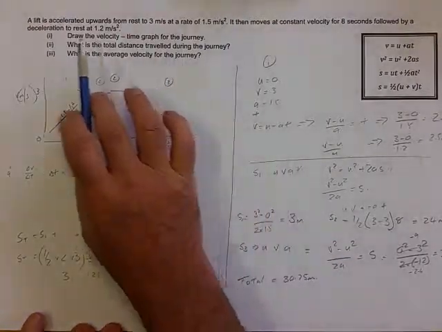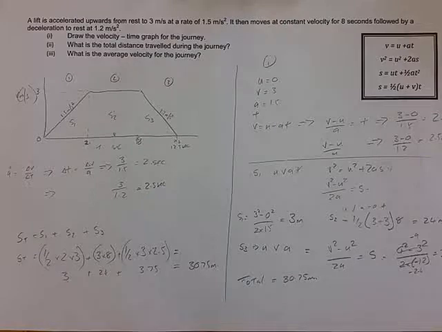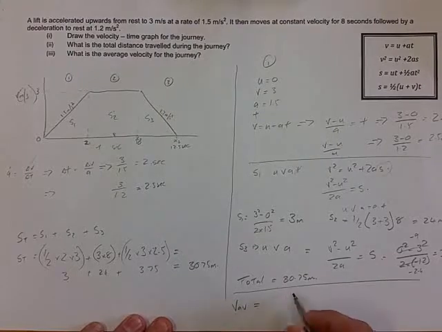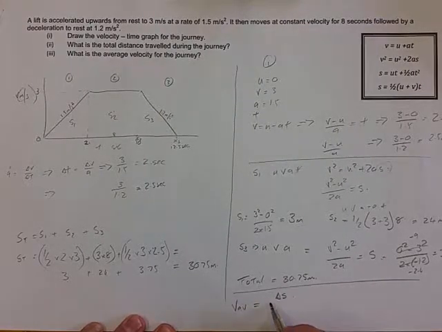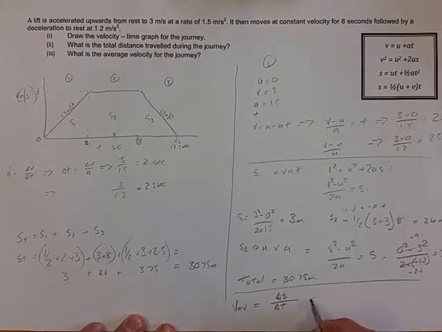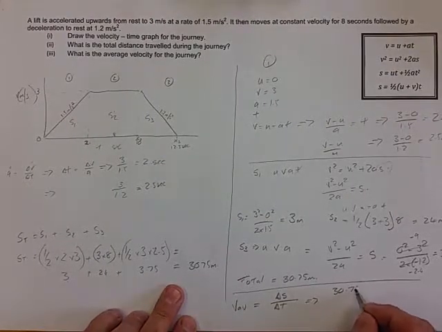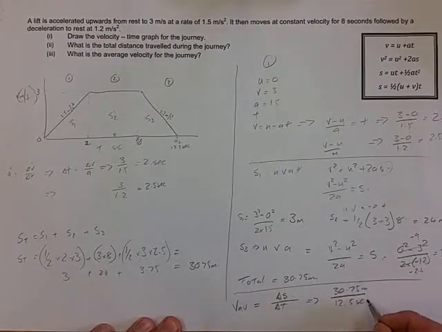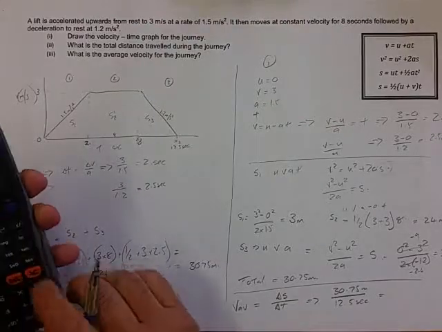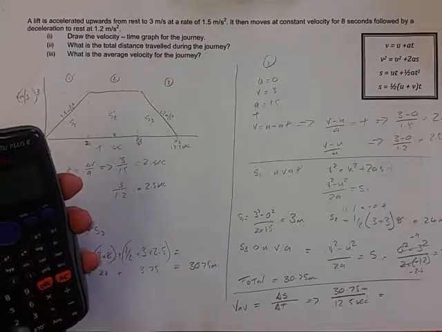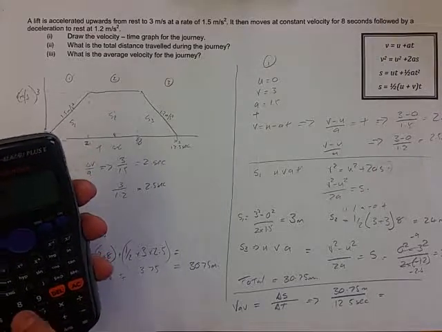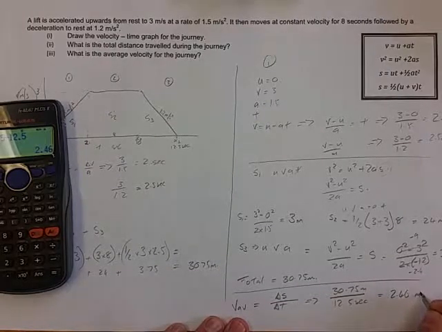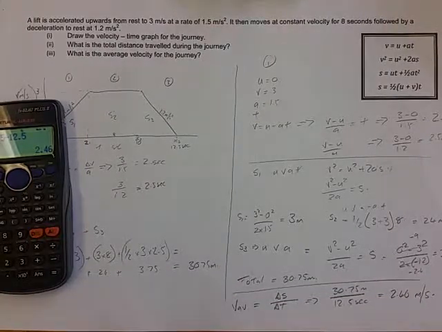Now, the last question asks us to find the average velocity of the journey. Well, it doesn't matter which one we use, because V average will equal our change in distance, so our total distance over our total time. So our total distance is 30.75 metres divided by our total time, which is 12.5 seconds. So that will equal, and we'll rattle that through the calculator, 30.75 divided by 12.5 equals 2.46 metres per second is our average velocity. Done.